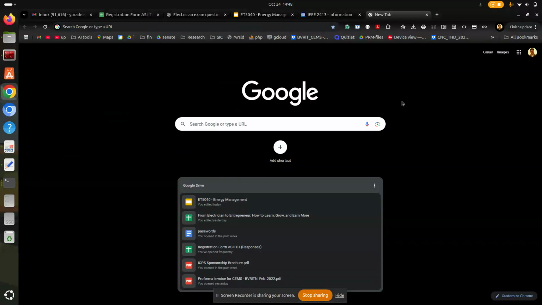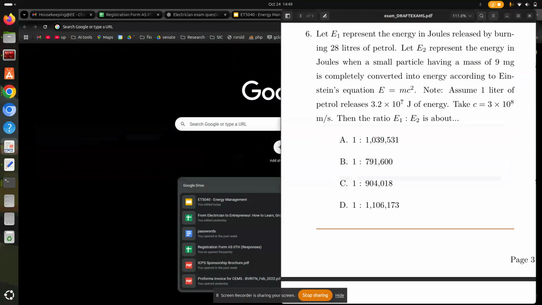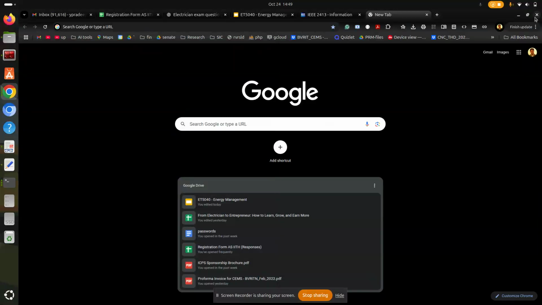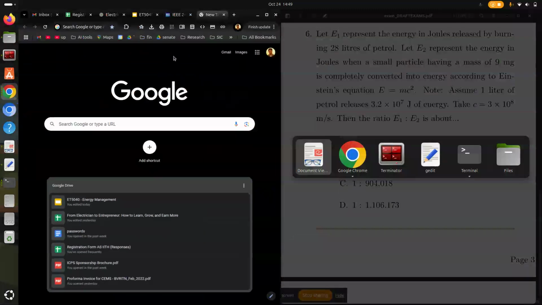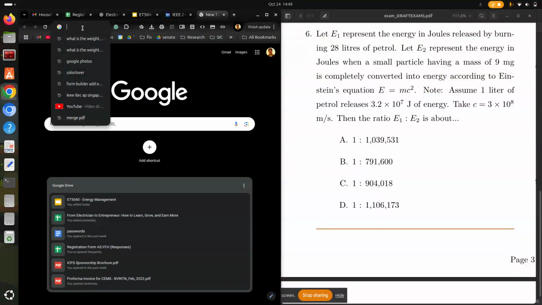So, as I was saying, let us try to solve question number 6 over here, which relates to finding the energies. You can look at the question and attempt it, and meanwhile I will also try to solve it. Now, instead of just listening to what I'm speaking, you can actually give me some suggestions on how to start.